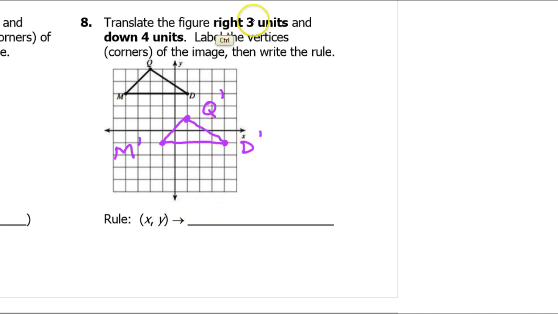And the rule, if we went right 3, that's x plus 3. We went down 4, so that'll be y minus 4.